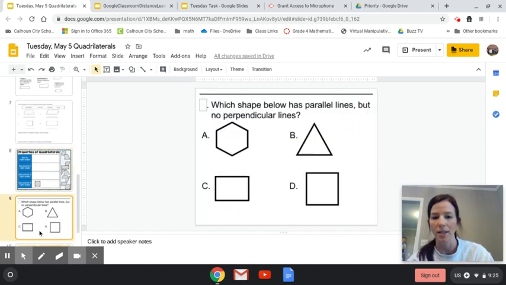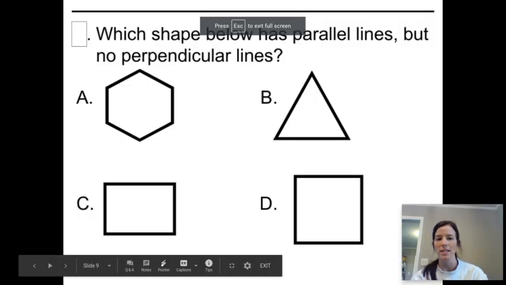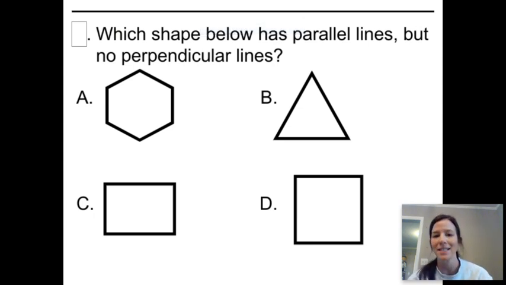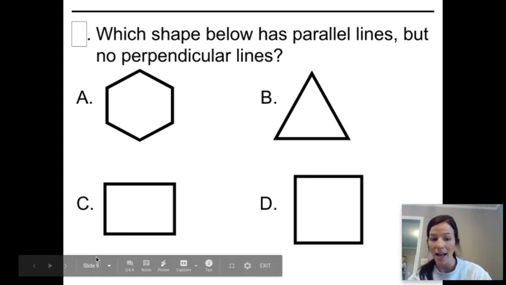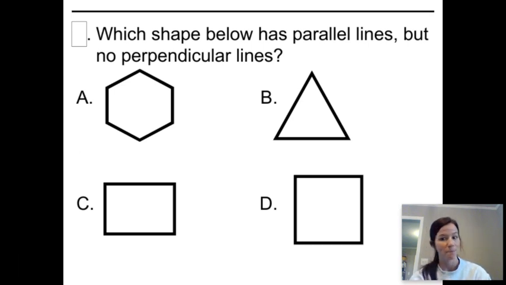Okay, last but not least, ask the question. It says, which shape below has parallel lines but no perpendicular lines? If you don't remember what those words are, go back real quick to the slides or go back in the video and see. This is going to be our ticket out the door. So pause me right now and see if you can solve it. Are you ready? So which shape below has parallel lines but no perpendicular lines?